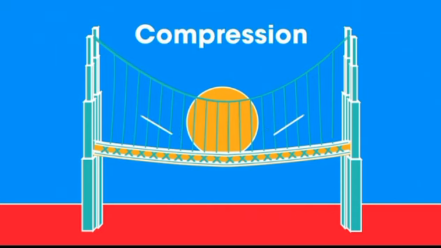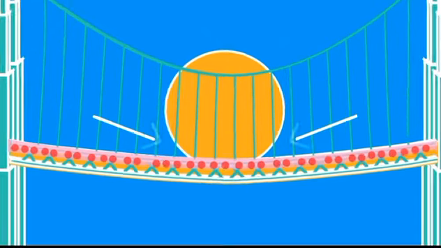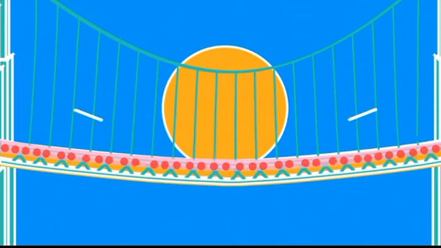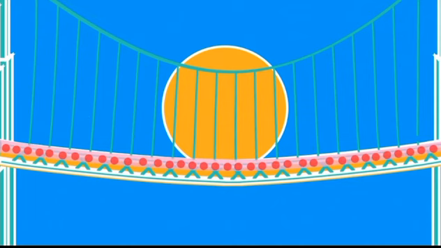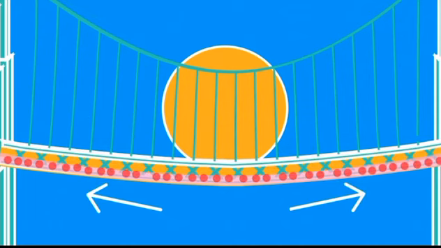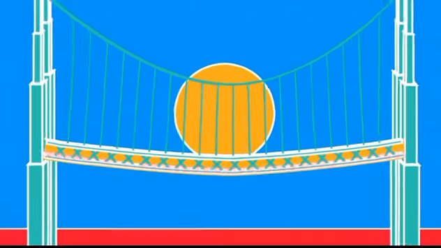In compression, the particles making up the material are pushed very slightly closer together. But mainly it is the side under tension, where the particles making the material are pulled slightly further apart, that allows the plank to bend.